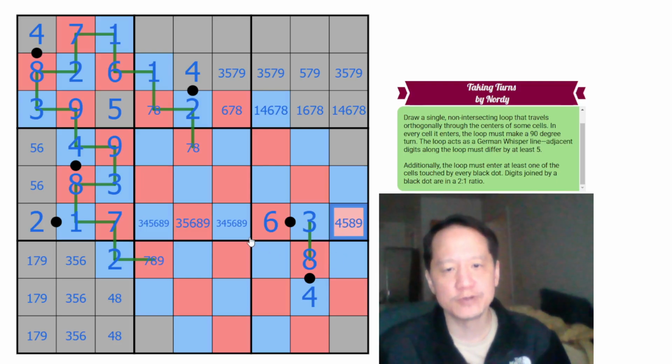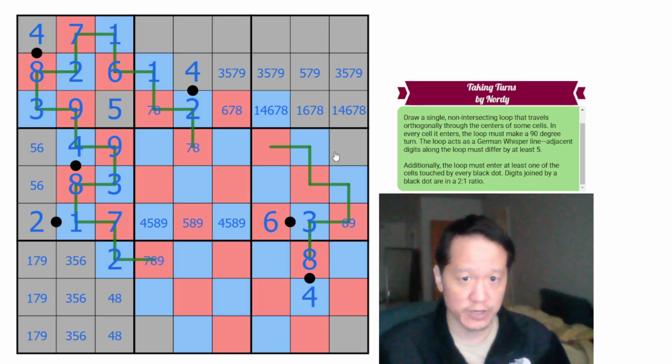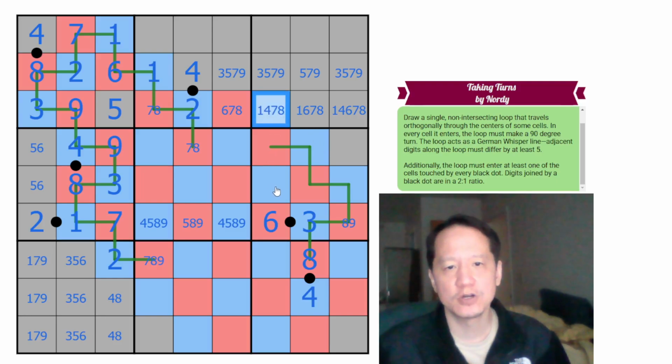So this can't be 3 or 6. This can't be 3 or 6. The 3, again, can never exit out across the black Kropke dot when it turns, so it must turn there, which means this has to be 8 or 9. This then turns this way, this has to turn this way, and it has to turn that way, which means it has to turn that way, because again, it can't go straight. This could turn either way, we're not sure. This can no longer be 6.